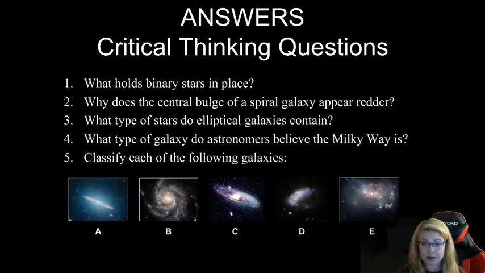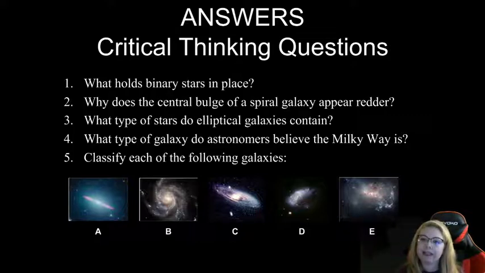Number 2, why does the central bulge of a spiral galaxy appear redder? The stars located in the central bulge are older and cooler. Remember, we said blue is for really hot stars, while red is for cooler stars. So that's why they're older and cooler.